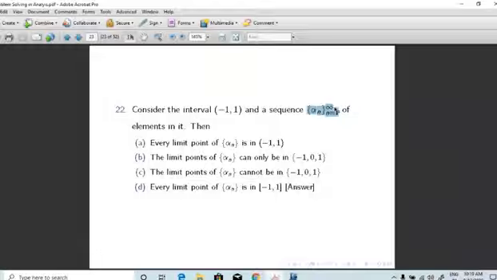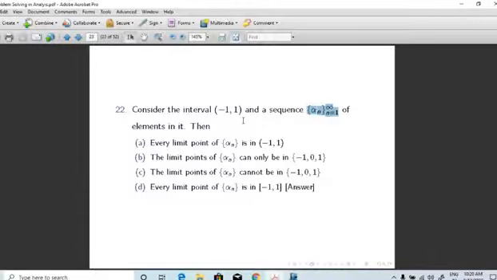There is a difference between the limit of the sequence and a limit point of the sequence. When we say a point is a limit point of the sequence, there is a subsequence in the given sequence that converges to that point. Then that point is called the limit point of the sequence. The limit of the sequence is when the sequence itself converges to that point. So that is the difference between limit point and the limit of the sequence.